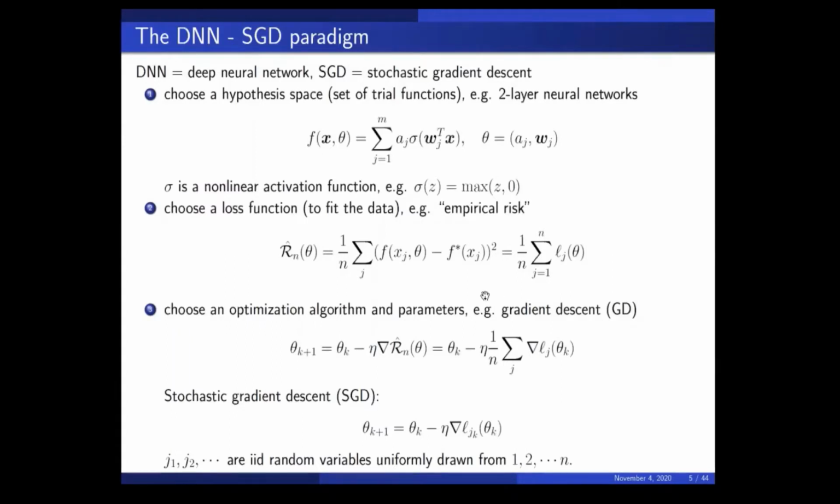The third component is to optimize this function, choosing an optimization algorithm and the parameters for the optimization algorithm. This is a very common choice. It's just a gradient descent algorithm. If you look at this, to calculate the gradient at each step, you need to calculate the sum, and that's expensive. So a very popular choice is to replace the sum by just a sample in the sum. This version is called stochastic gradient descent. It turns out this version not only saves computational cost, but also very often improves the performance of the whole thing. So these are the major components.